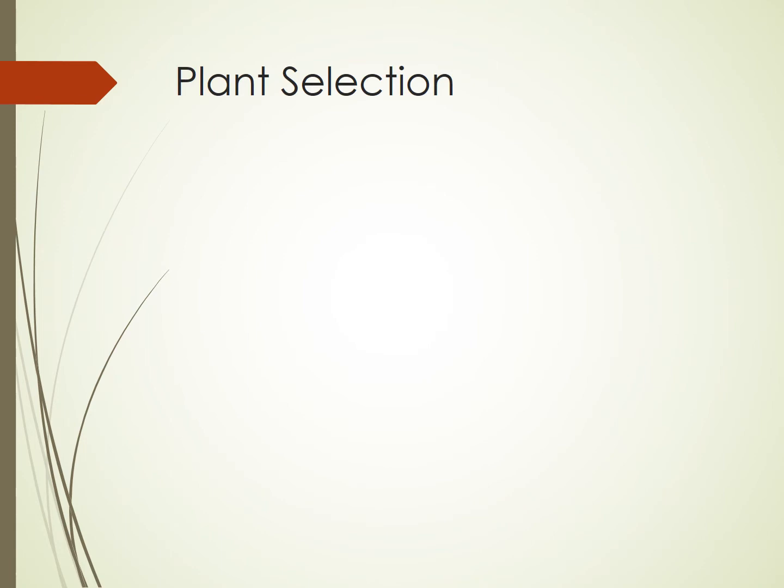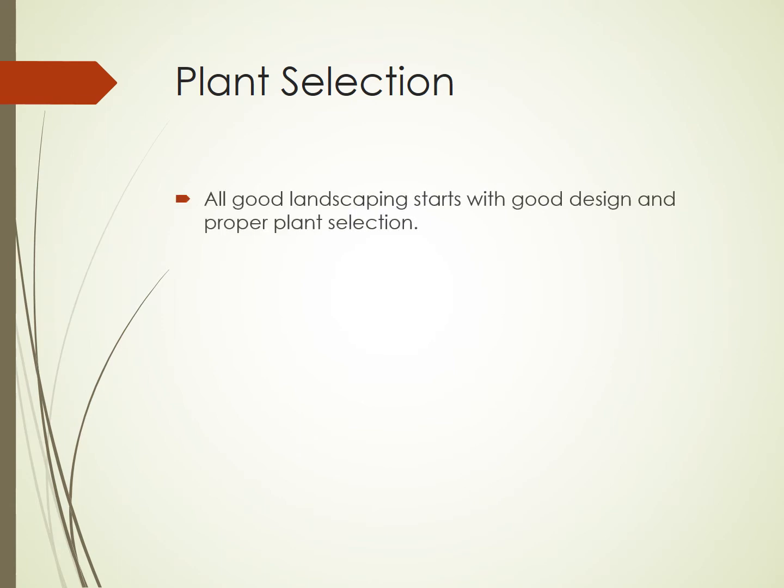Earlier in the class we talked about the importance of plant selection, and we said that all good landscaping starts with good design and proper plant selection. Choose plants that are adapted to your location. So this is all good to remember. One article that I read suggested that when you design your landscape, you might consider putting species of plants that are high water usage plants together in one area of the landscape, and then moderate and low water usage plants perhaps in other areas of the landscape.